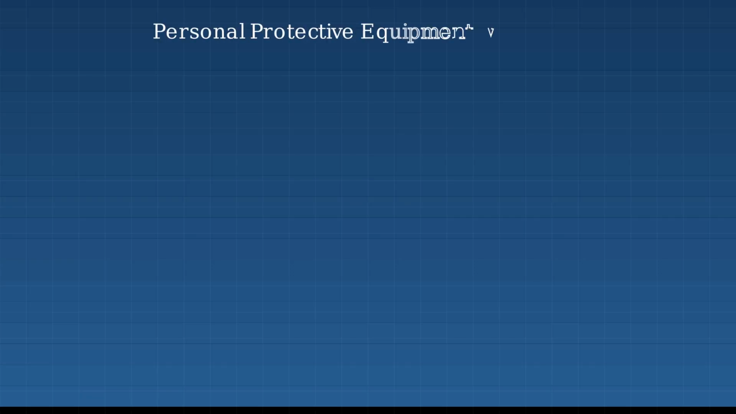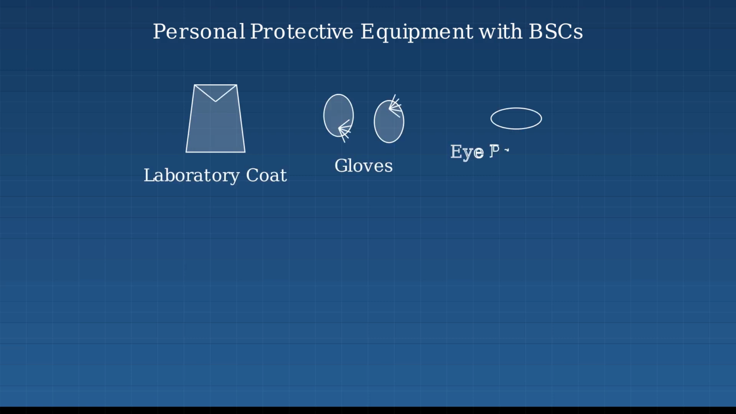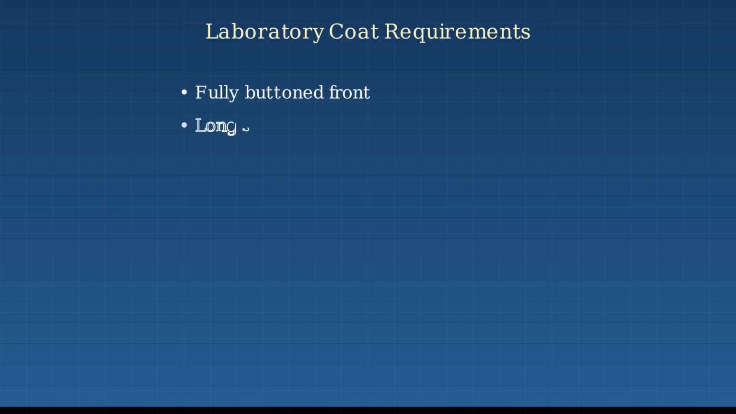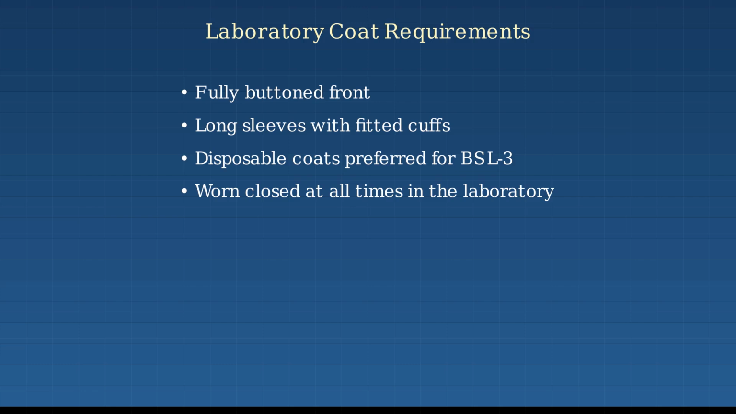Personal protective equipment remains essential when working with biosafety cabinets. 3 key PPE items are required: laboratory coats, gloves, and eye protection. Laboratory coats should have a fully buttoned front and long sleeves with fitted cuffs to provide adequate protection. For higher biosafety levels, disposable coats may be preferred. Always wear your lab coat closed while in the laboratory.